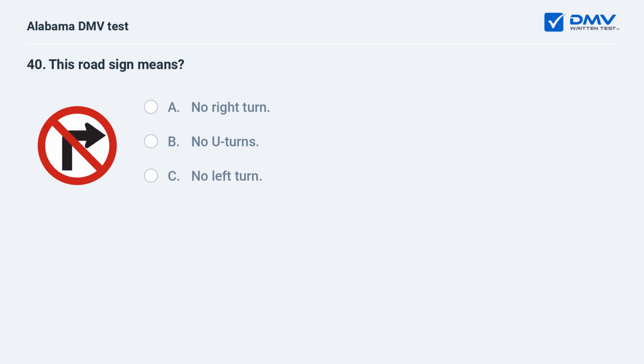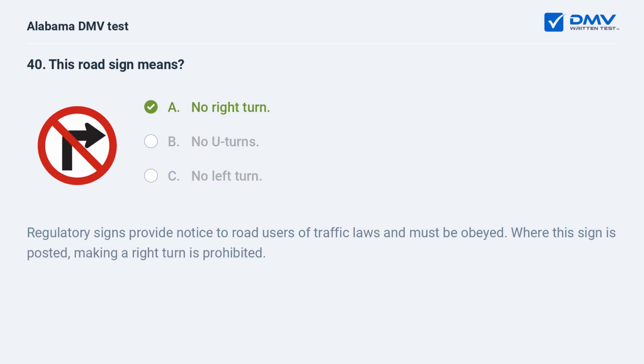This road sign means A. No right turn. B. No U-turns. C. No left turn. A. No right turn.